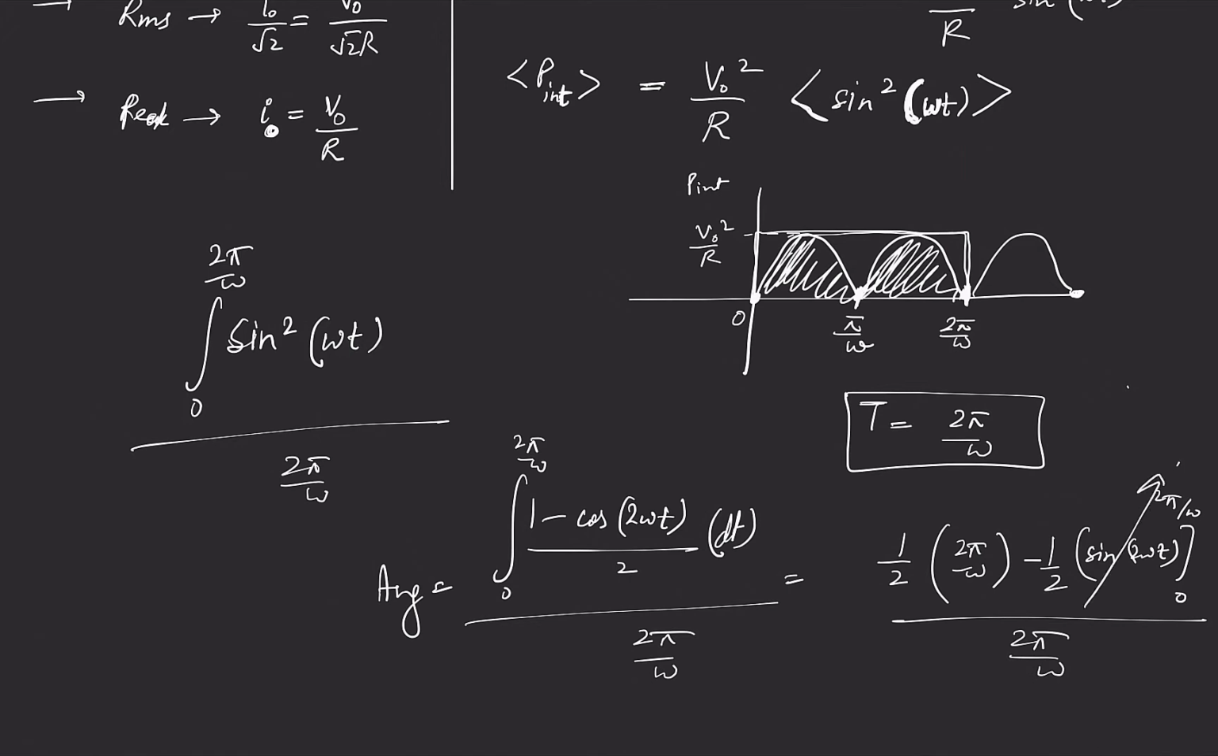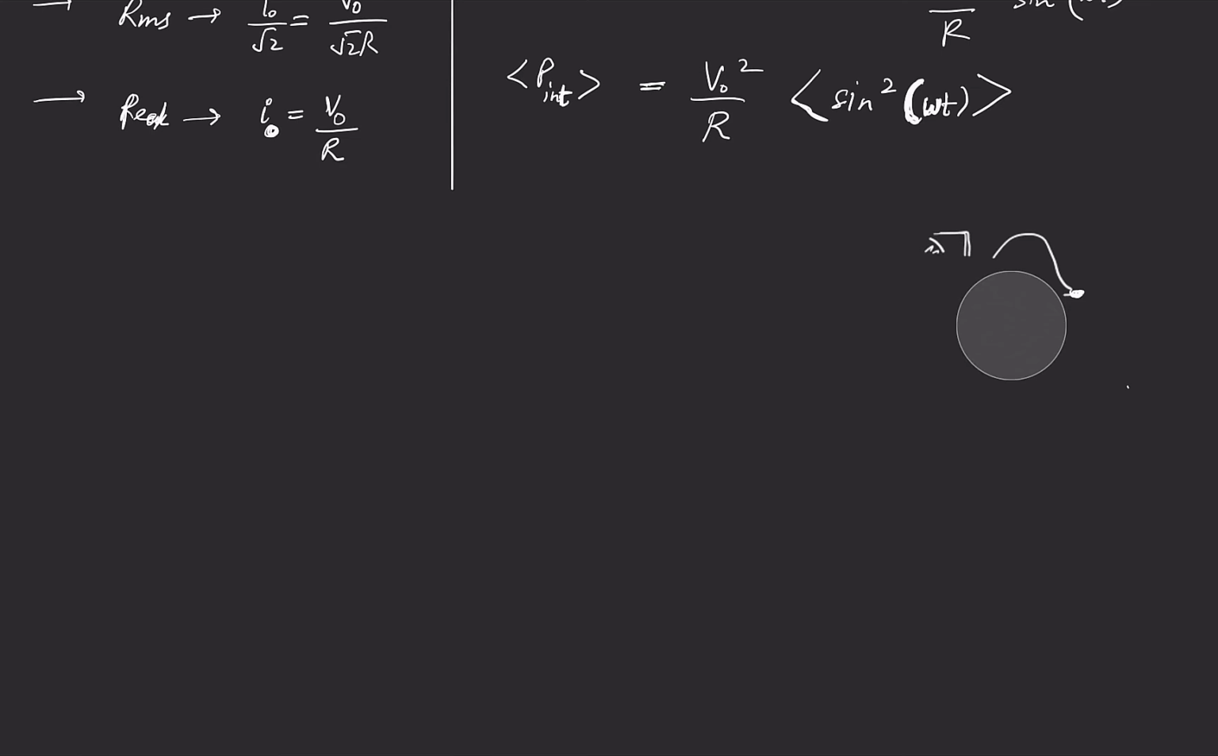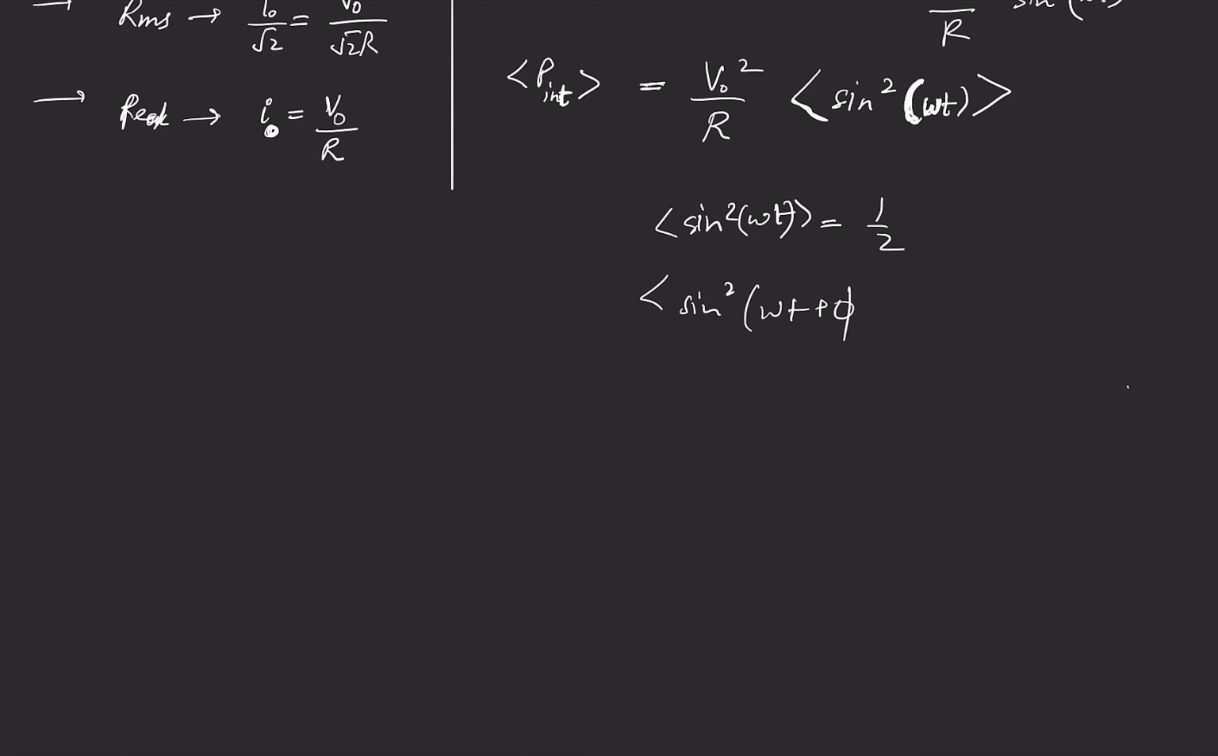So this becomes 0 because sine of pi is also 0 and sine of 0 is also 0. So the answer comes to be half. This is something you can remember, which we have just proved, that the average of sine square omega t is half. Even if you add some constant here, omega t plus phi, it would also be half, because the area under the curve would remain the same.